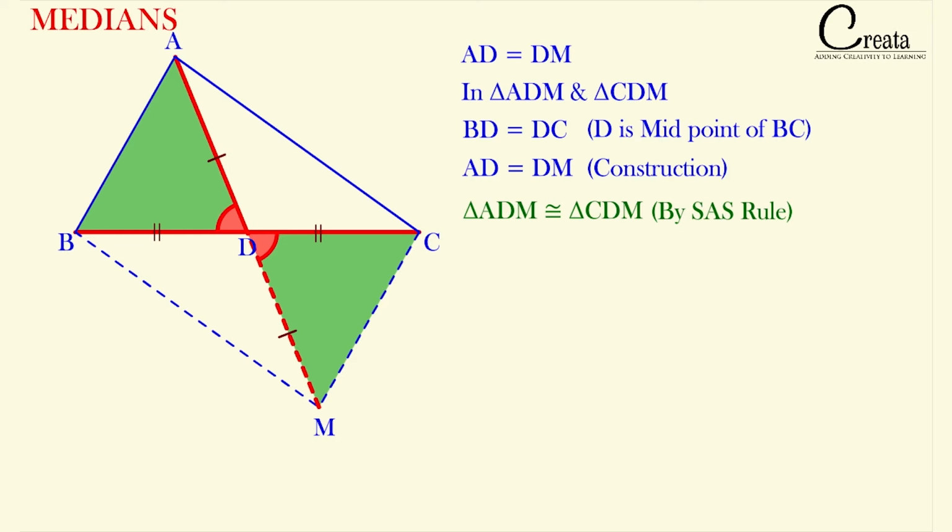Those who have not done congruency, I am just repeating the fundamental of congruency. The SAS rule states that for any two triangles whose sides and included angles match, the triangles are congruent. Congruent triangles are triangles which are exactly matching each other, that is, exactly overlapping each other. So in this case, these sides and these angles are equal, and by SAS rule, both the triangles are congruent to each other. And by CPCT, we know the corresponding sides of congruent triangles are equal to each other. So can we say AB is equal to MC? Both of these sides will be equal to each other.